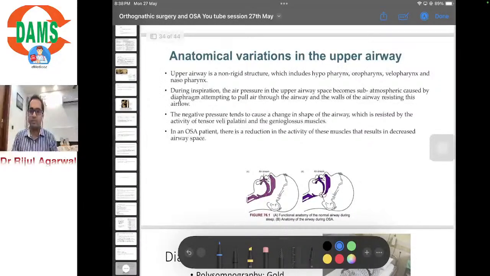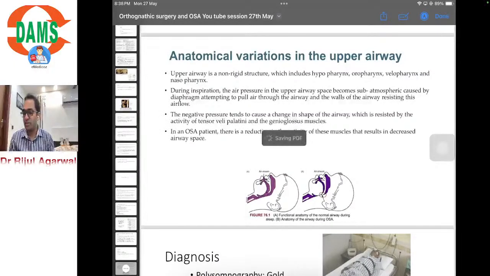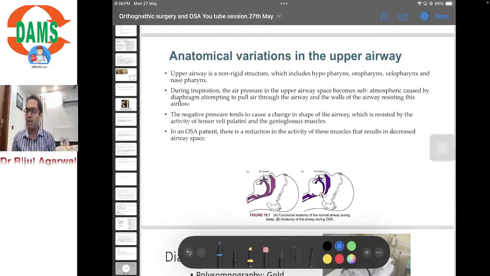So what is the normal anatomical variation in the upper airway which occurs in these patients? The upper airway, as we all know from anatomy, is a non-rigid structure which consists of the hypopharynx, the oropharynx, the velopharynx and the nasopharynx. So what happens during inspiration? There is a reduction in the upper airway space due to subatmospheric pressure.